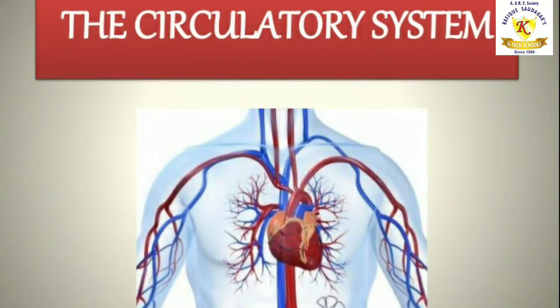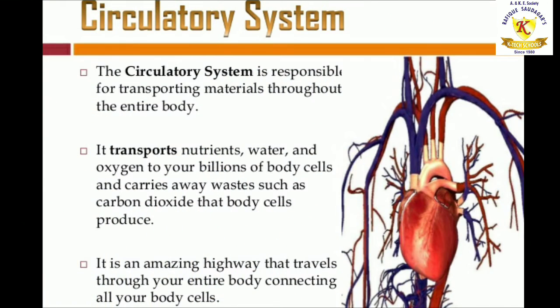In a previous lecture, we studied the circulatory system. So what is it? The circulatory system is responsible for transporting materials throughout the entire body. It transports nutrients, water and oxygen to your billions of body cells and carries away waste such as carbon dioxide that the body cells produce.